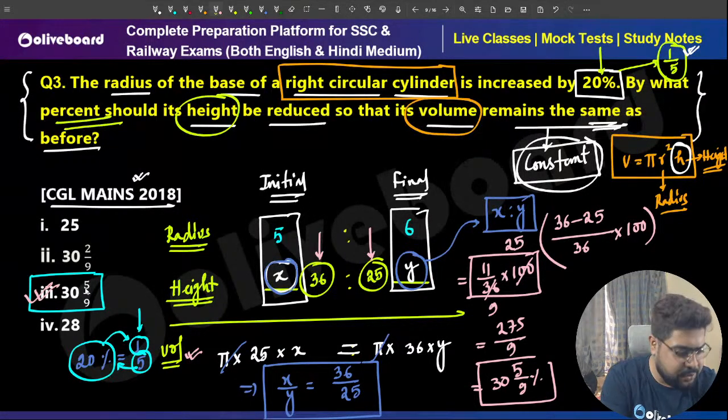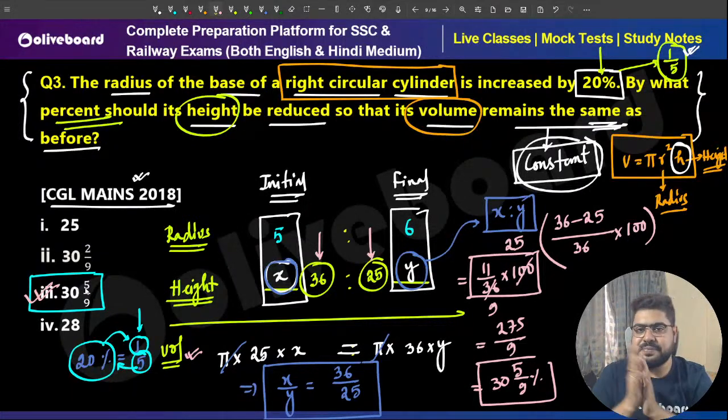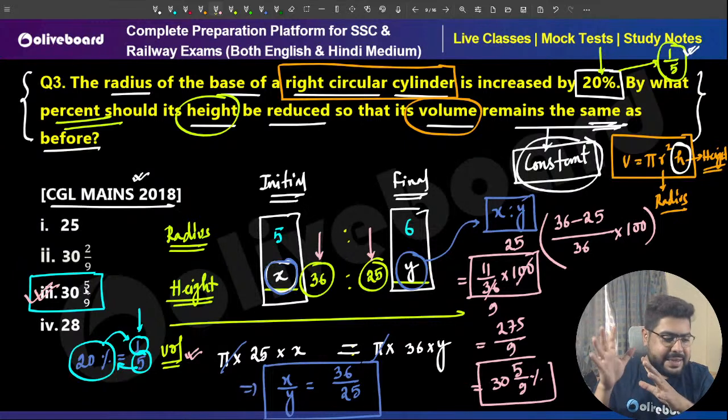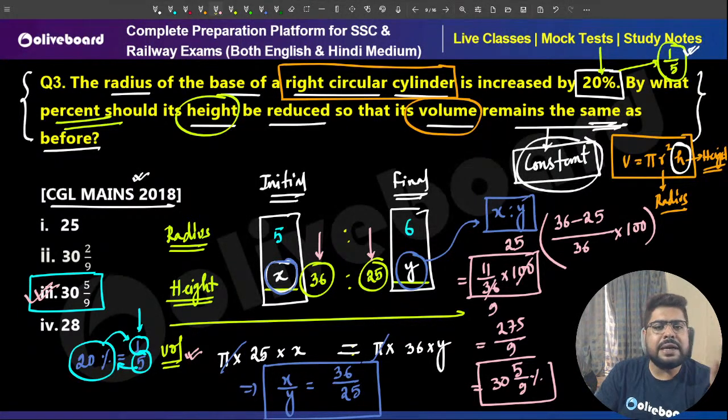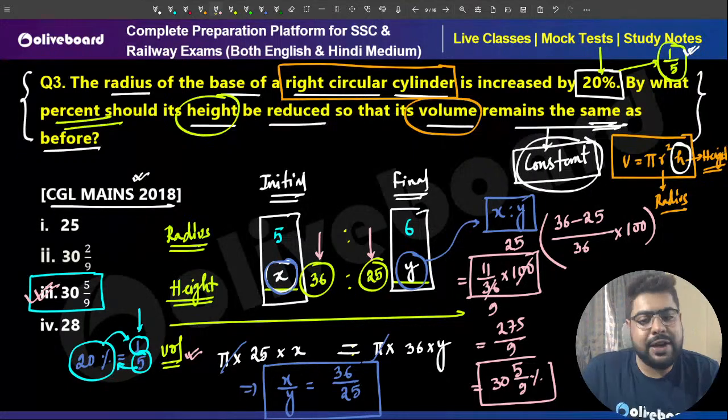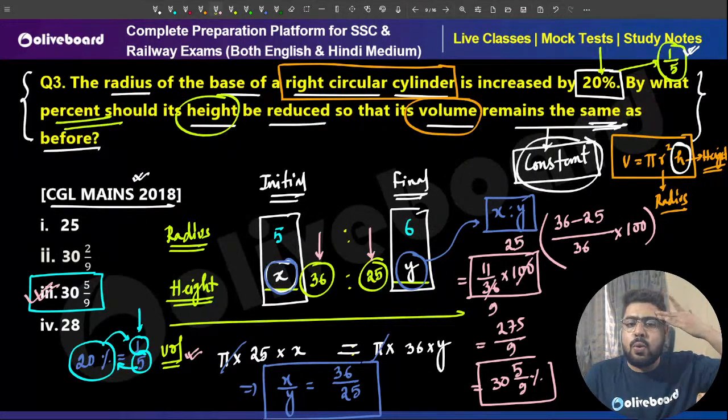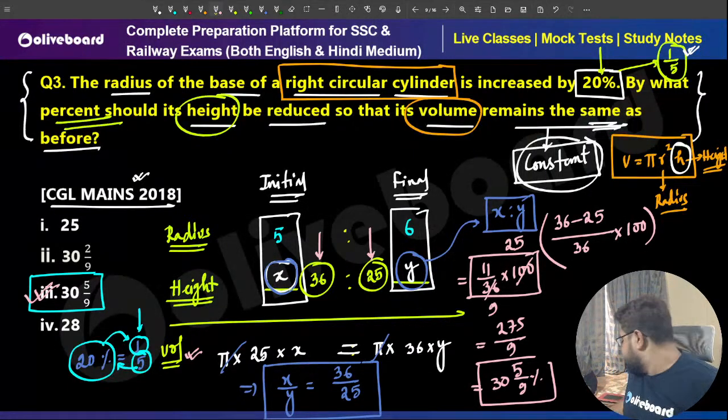Harsha was absolutely correct. 275 by 9. Absolutely correct. Now, please understand if this is clear or not. This is the difficult type. This is the only difficult type of question that you might encounter in your exams.